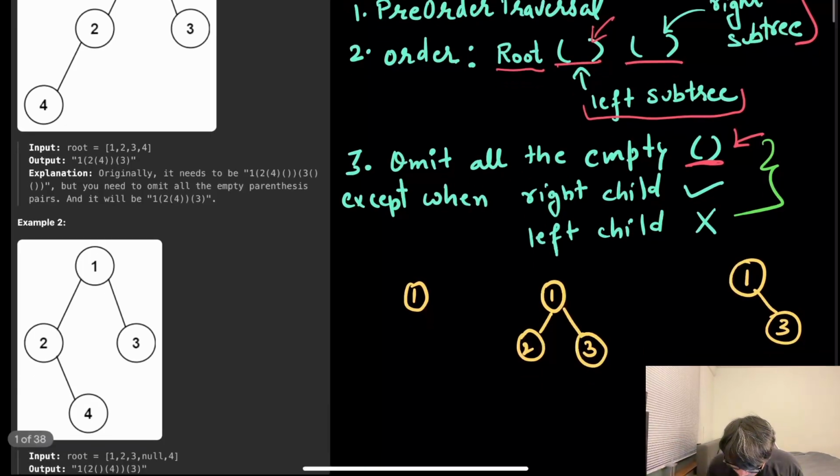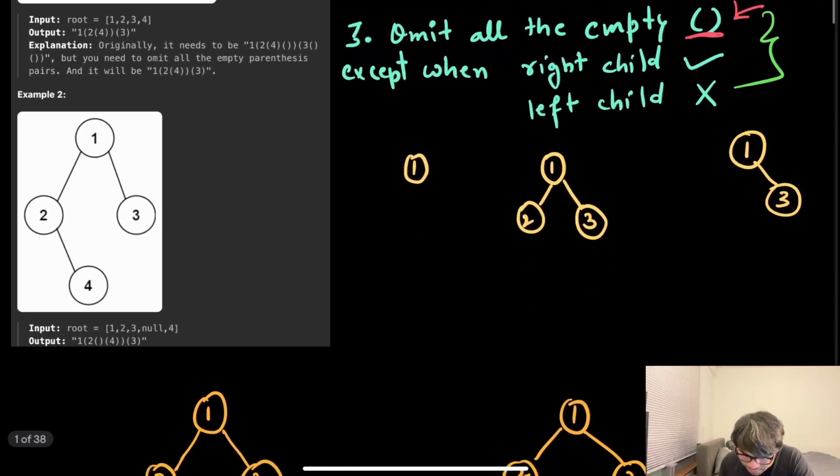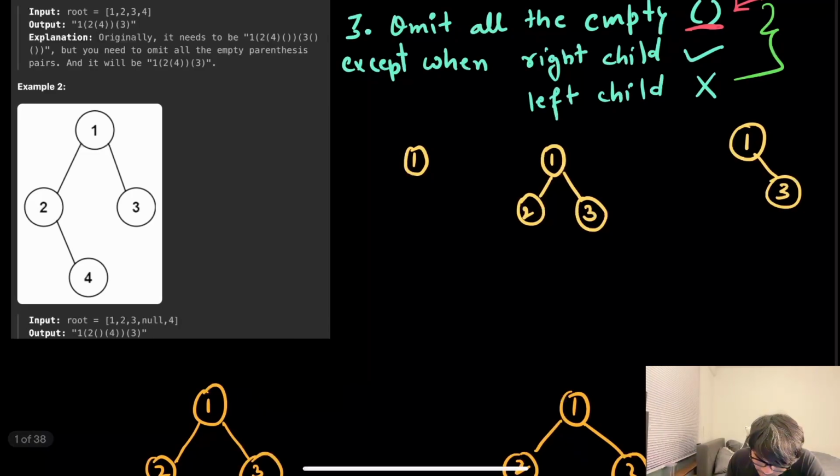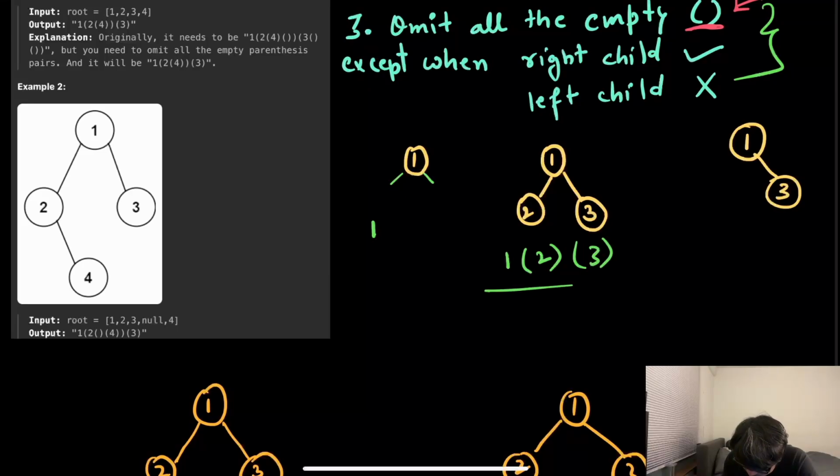So now let's see some examples here. If we have just the root, then it's going to return the root value. The left and right are basically none. Initially, when we're constructing this string, it should look like this. However, we have a condition, so we're going to omit these empty parentheses. Now let's see the second example. Here it will be the root value, left subtree and right subtree.